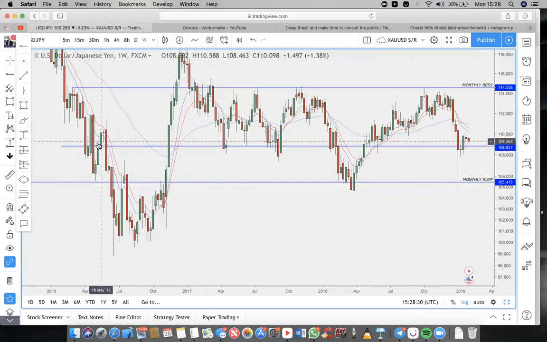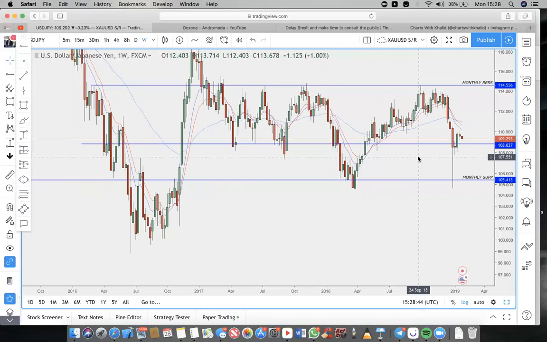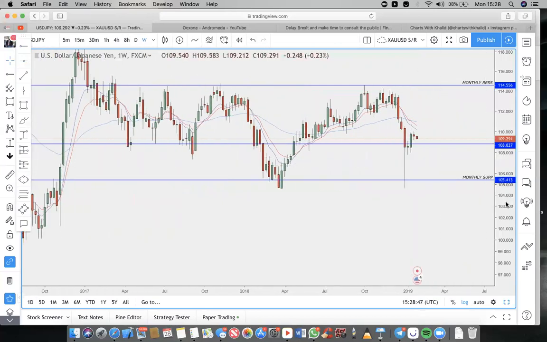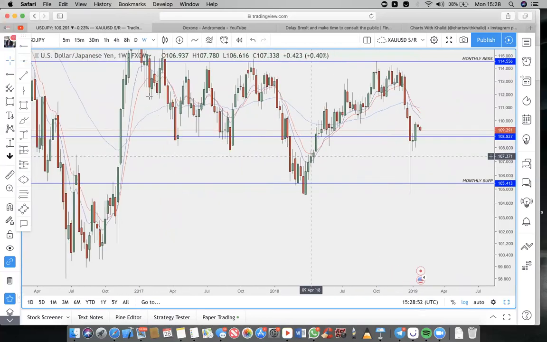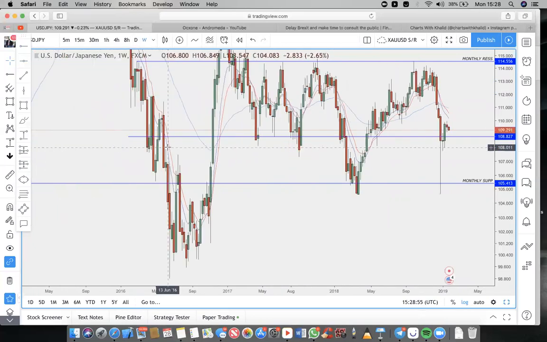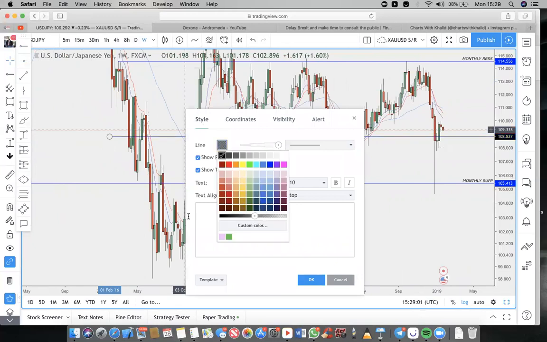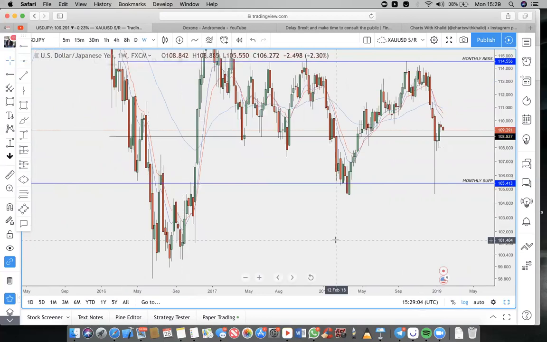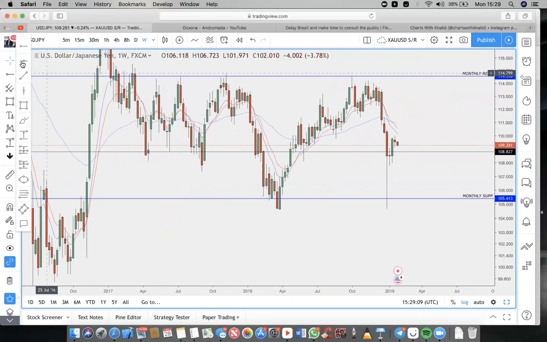So 1, 2, 3, 4, 5, 6, 7, 8, 9, and multiple ones there. So I'm going to place that there, but I'm not going to label that as a weekly support, because later on the daily time frame, I can probably make it a bit more accurate around this area, and I will show you in just a couple minutes. So I'm going to leave that there, not label it, so I'll know. And we're going to focus again on the weekly resistance and support.